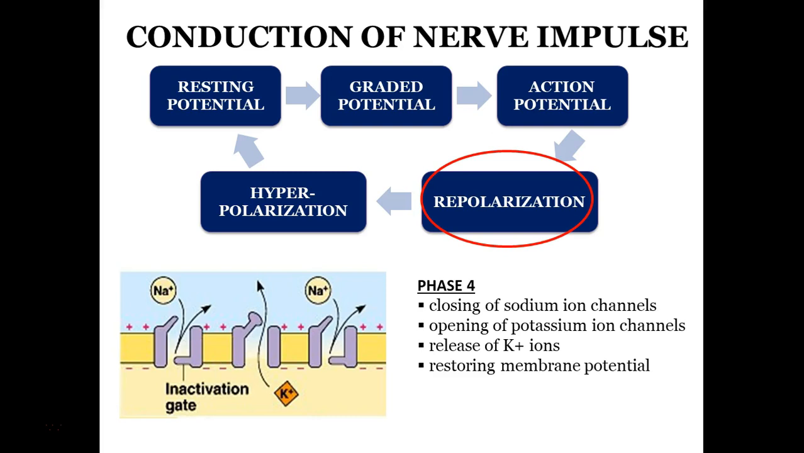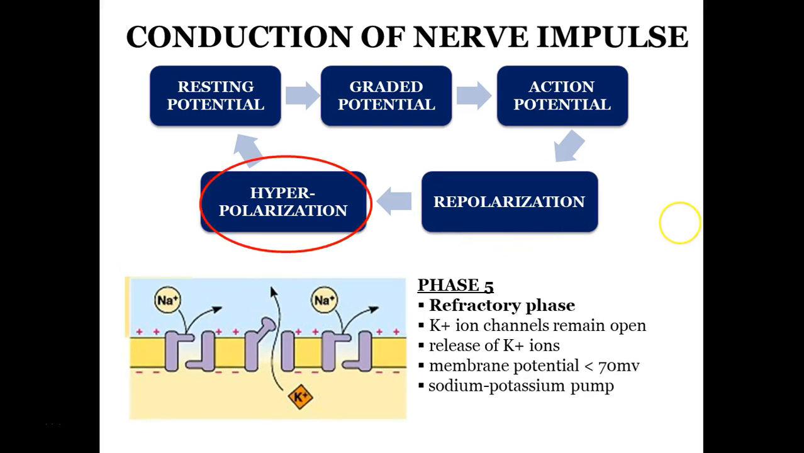Then what is happening? Potassium ions, which are already present inside the membrane, are released through voltage-gated channels. Thus they help in restoring the membrane potential. As more potassium ions are released from inside to outside, it helps in restoration of the membrane potential.